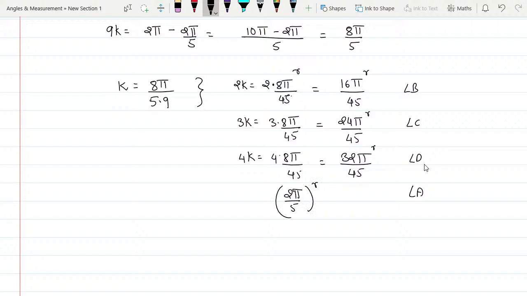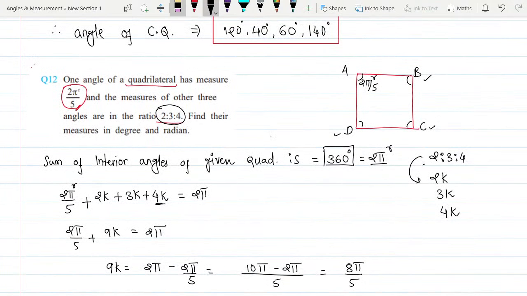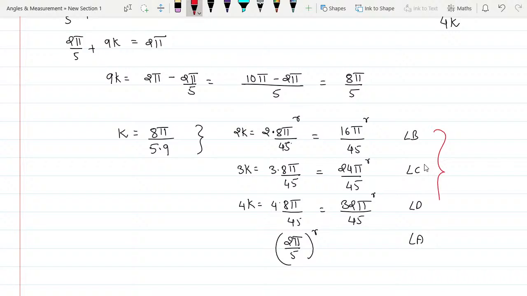Yes, good, everyone has understood. I am happy for that. Now look, this question doesn't end here. They want the answer in degrees as well as in radians. I have given you the approach. We solved for all the angles in radians. Now it's your turn to convert these radians into degrees. I hope everyone will do this. Take this question as homework and just convert the given radians into degrees.